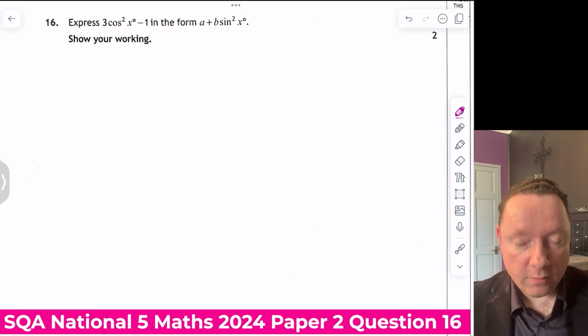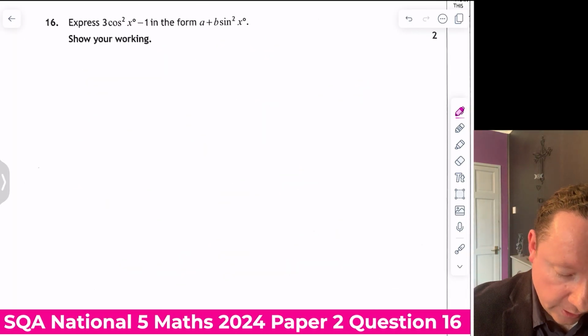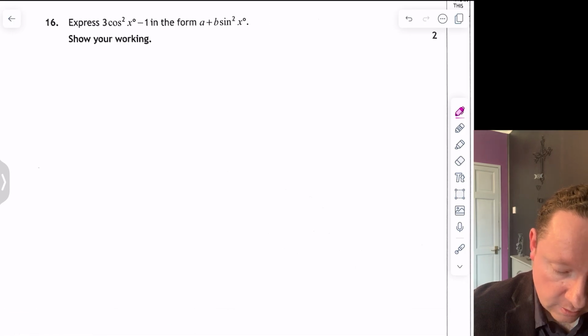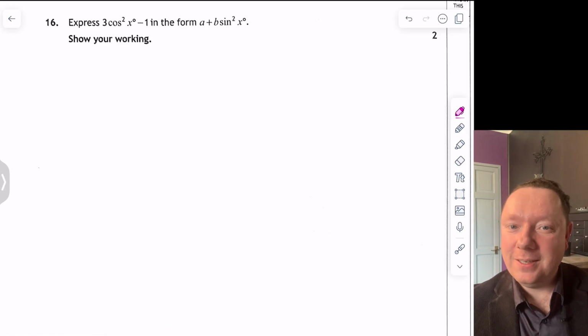SQA National 5 Maths 2024, Paper 2, Question 16. Express 3 cos squared x minus 1 in the form a plus b sine squared x. What the hell? That looks tricky, doesn't it? I bet you everybody thought that one was tricky.